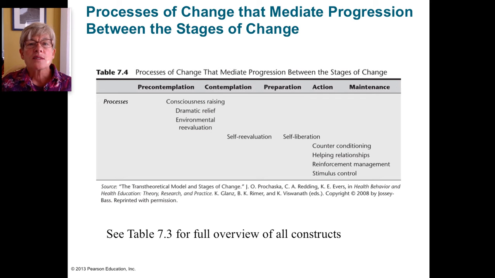So some of the processes of change that mediate progression are also indicated in this table 7.4. And this just kind of helps to see some of the different strategies that can be used as this continuum of stages progresses for people. I think it's pretty interesting in the action phase, this concept of self-liberation, which from my perspective means that people become able to participate in their new behavior without a lot of support, either from a professional or from their peers.